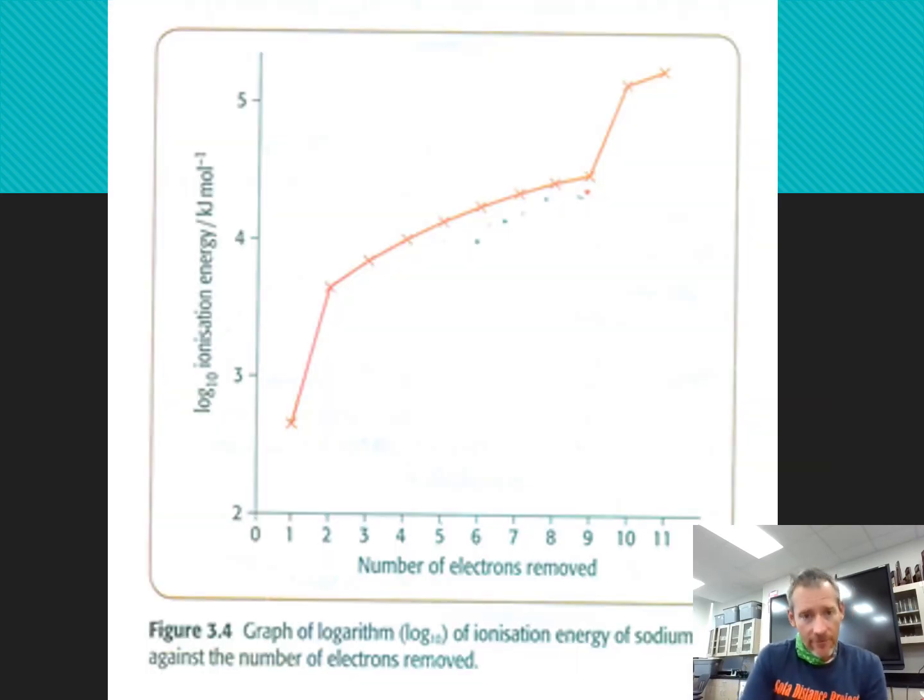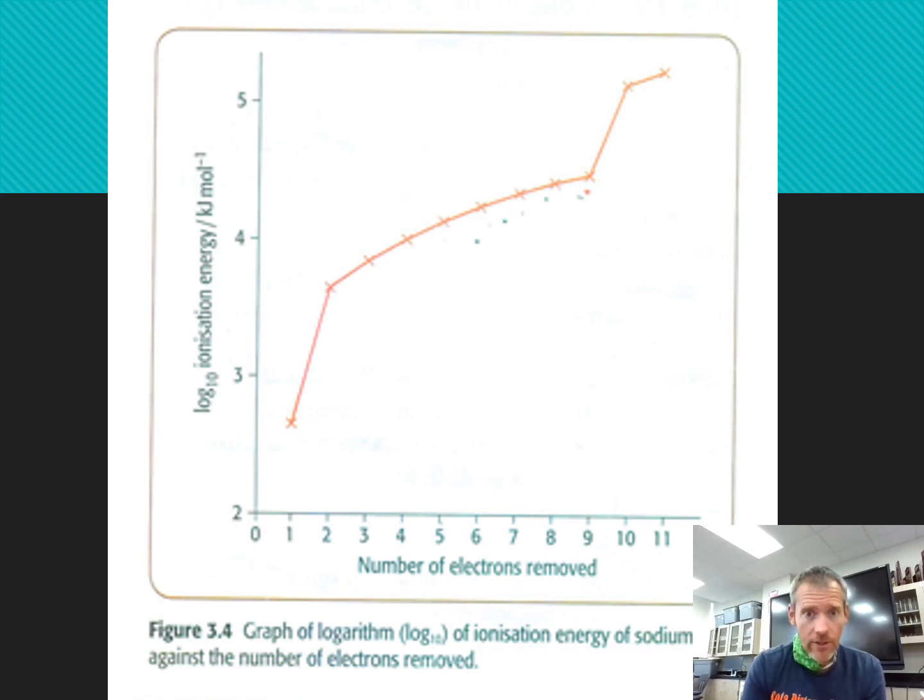You can see in this graph, this is sodium. The first electron is right here, and then the second is a big jump. That's because sodium is in the first group and has one valence electron. So once you remove that one electron, there's a big jump, then some minor little jumps here, and then you get another big jump.